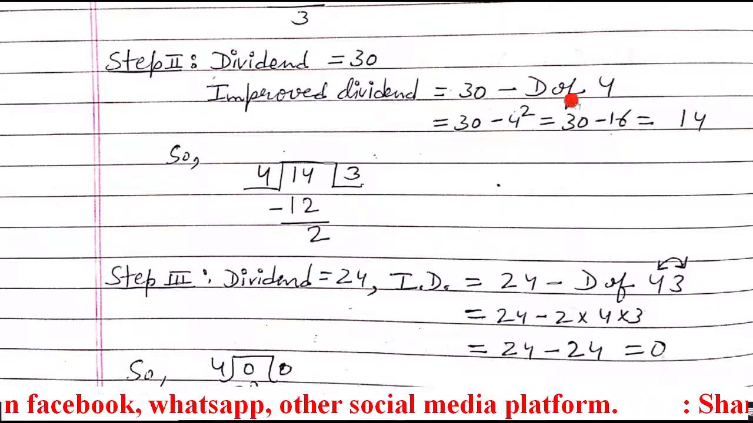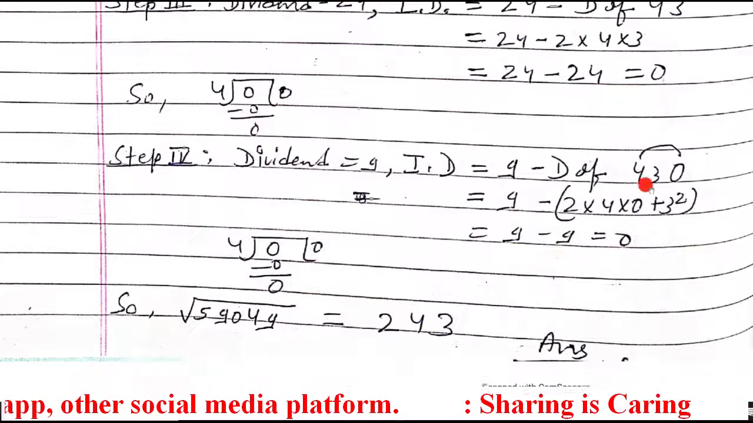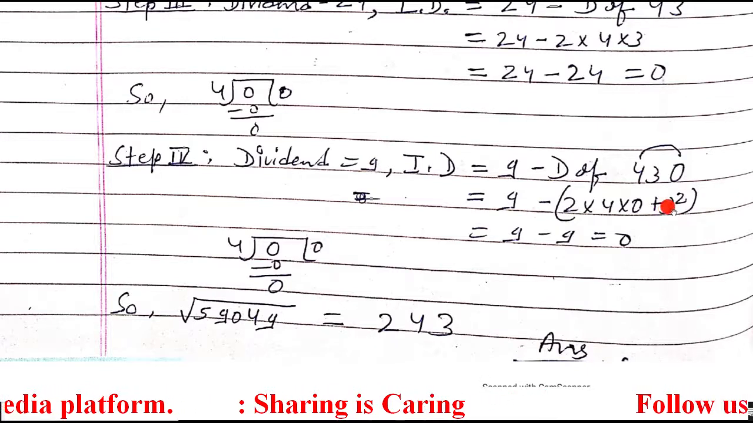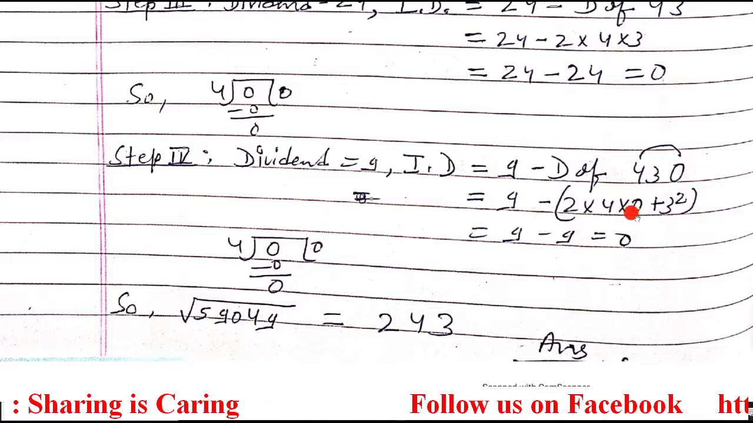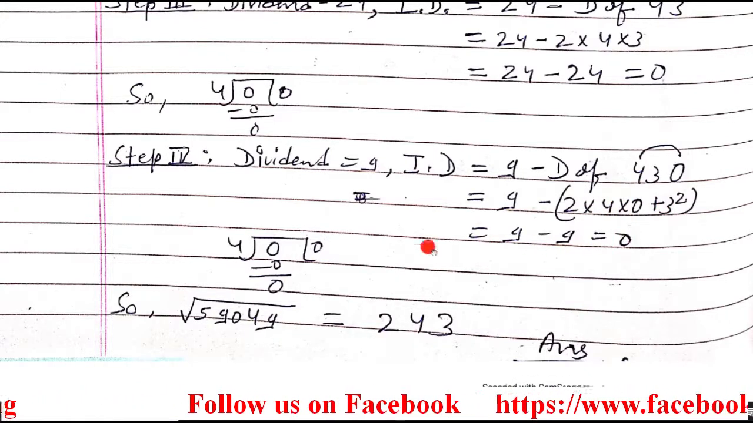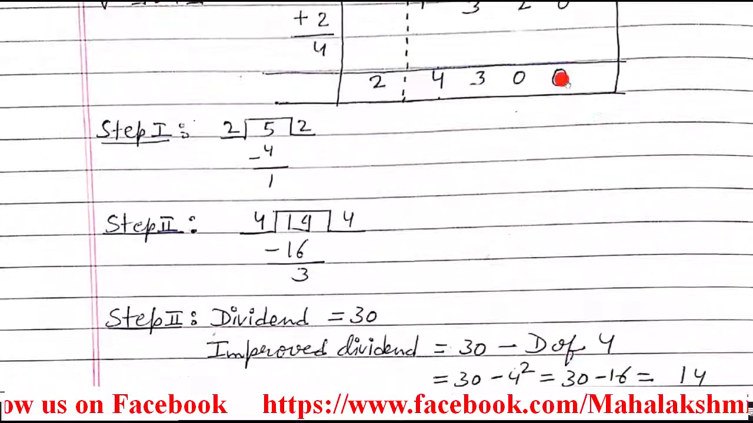Like 4's D. What we had done for 4's dvandva, we had done square. So in the same way, 3 is alone. So alone number's dvandva is 3 square. So when we solve it, because these two numbers are multiplying by 0, that is 0, 3 square is 9. So 9 minus 9 is 0. So 0 divided by 4 is 0. So we obtain here 0 as the answer.